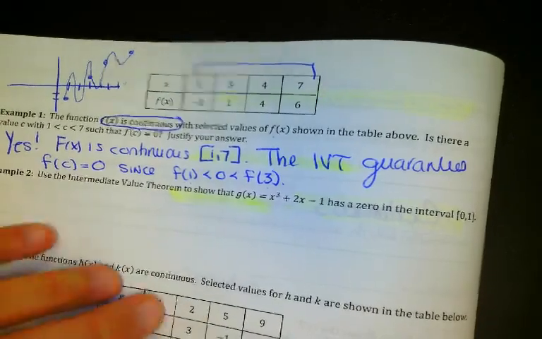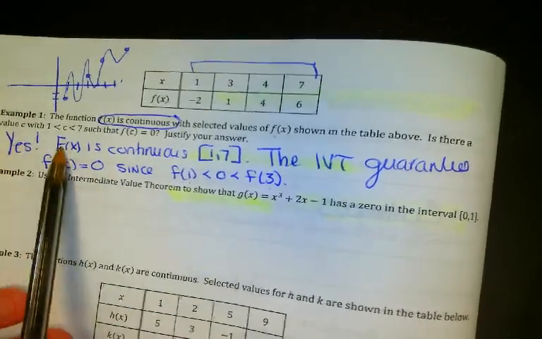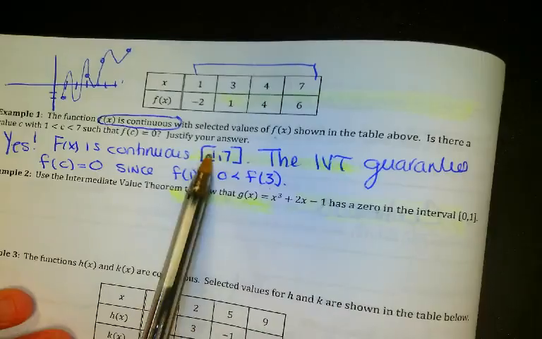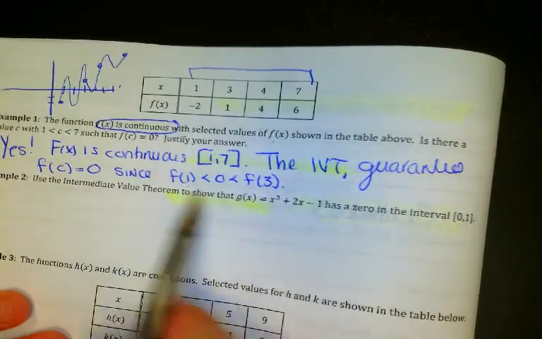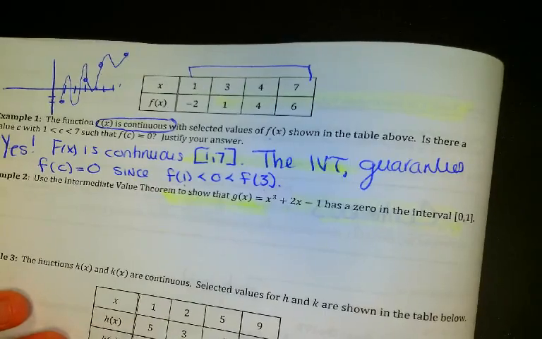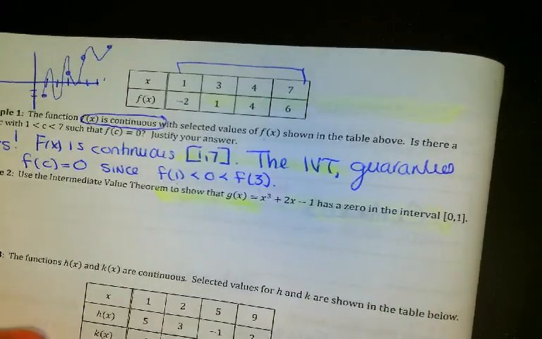Okay, but you need these certain things in there. You have to answer the question. You have to state that the function's continuous on the closed interval. You have to name the theorem, repeat the question, and show where it happens. Okay. All right, example 2.